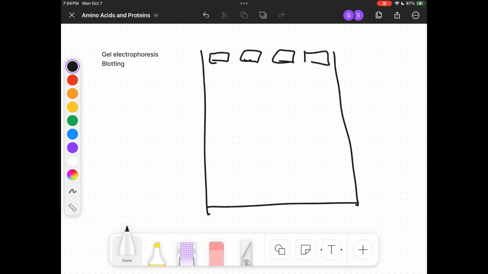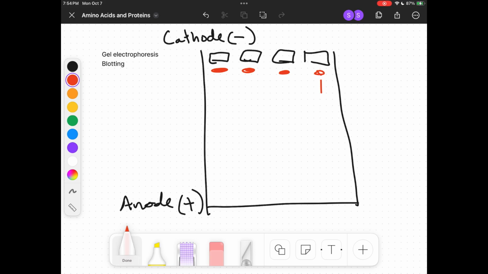Just like isoelectric focusing, we have the cathode on top, which is negative, and the anode at the bottom, which is positive. So we're going to feed whatever, proteins or molecules, up top, and over time they're going to migrate to wherever they end up. They're going to end up someplace.